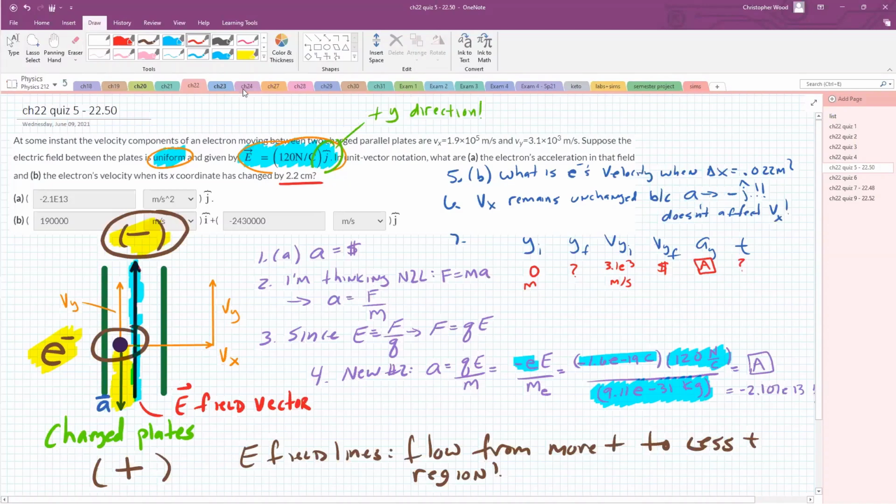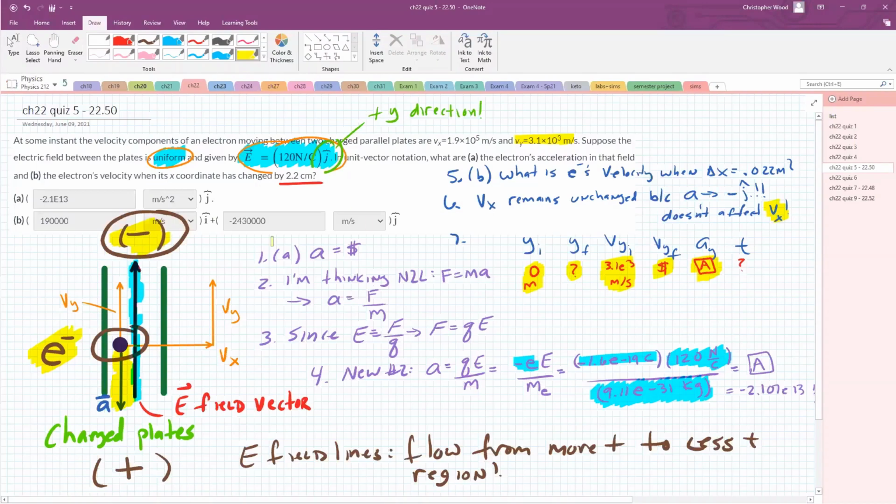All right. So let me just sanity check everything here. At this moment, I'm going to call my electron's y position 0. It's going to change as time goes by. The initial electron y velocity is 3.1 E3. That looks good. It's going to change though, because it's being acted upon by a vertical acceleration. I do know a sub y, got it, negative 2.107 times 10 to the 13th. All right, so now here's the problem. I don't have enough variables to solve, do I?